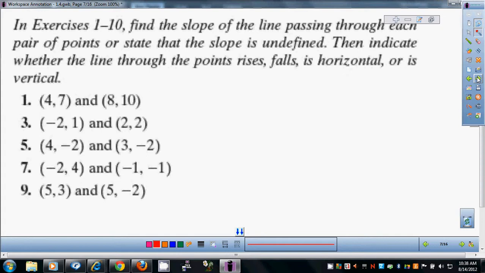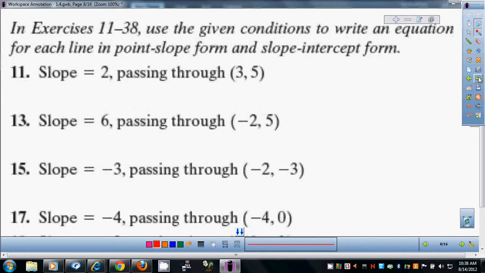Okay, so anywho. Is there one of these somebody wants to see? After you work them, tell me if the slope is rising, falling, horizontal, or vertical. Okay. Skipping on ahead. Use the given coordinates to write an equation in point slope and slope intercept form. Before I get into that, who can tell me what point slope form is? What's the equation for point slope form?